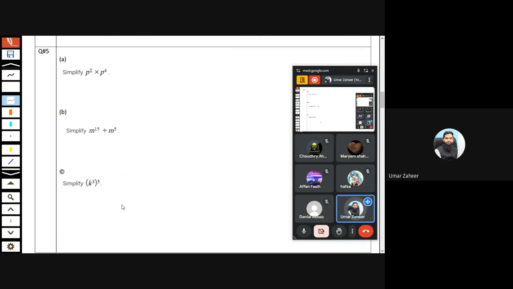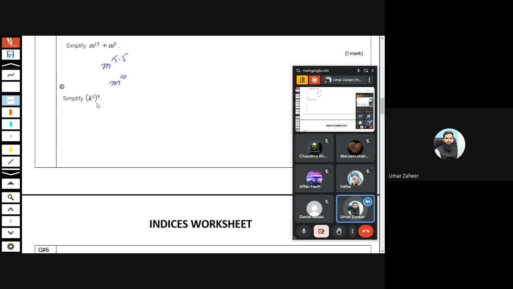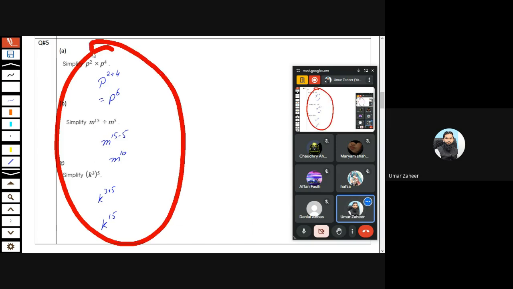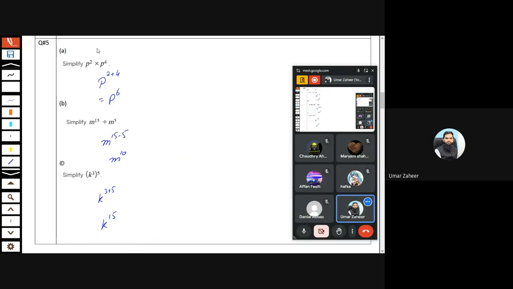Now the next, question number 5, is very simple. The two terms are multiplying, the bases are the same, so you have to add the powers. 2 plus 4, so that will be 6. Bases are the same, they are dividing, so you have to subtract the powers. So it will be 10. The power on the power is multiplying, so 3 multiplied by 5, that is 15. Does anyone have a question in these three? No.